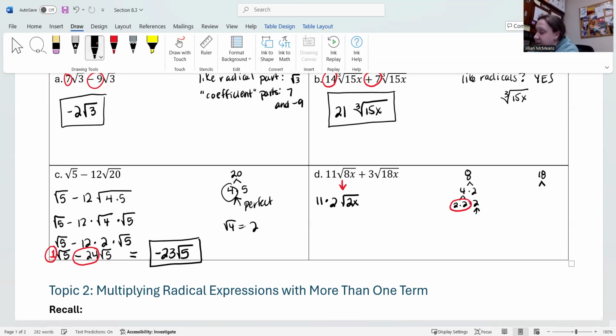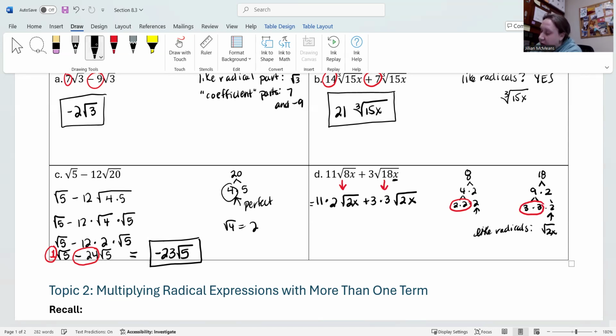All right, 18 is the same as 9 times 2. 9 is 3 times 3. Again, I have a pair of identical 3's. That tells me a 3 can come outside the radical. So we have the 3 that was already outside the radical, and this other 3 that we can bring outside the radical. And then underneath the radical, we're left with that 2 and the x. So this 2 has to stay under the radical, and this x has to stay under the radical. Now you can see that we do have like radicals. The like radical portion is the square root of 2x. So we're going to treat that square root of 2x kind of like a variable, okay?